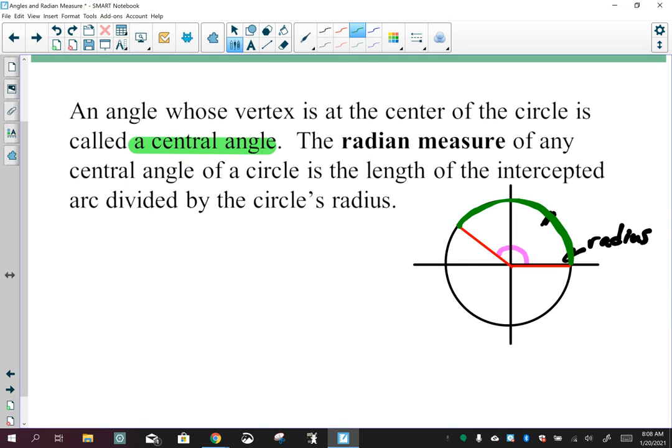So if we call that x and we call the radius r, and now there are going to be some really strange letters, theta is going to represent your angle. So theta is the length of the intercepted arc divided by the circle's radius. And that's how we figure out the radian measure. We take whatever that length is, divide it by the length of the radius, and then we'll get this angle, not in degrees, but in radians.